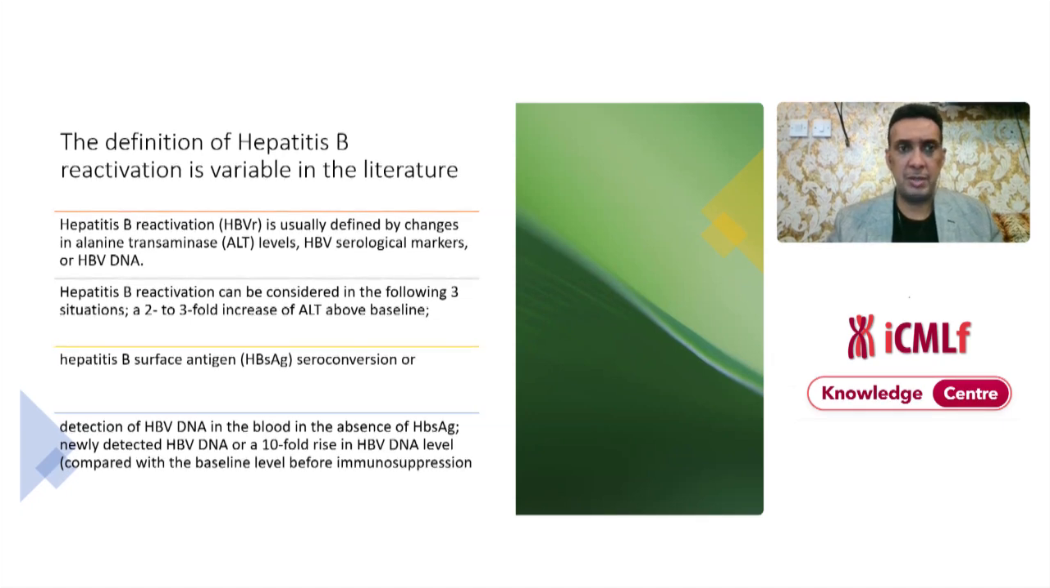Another definition is that hepatitis B reactivation can be considered in the following situations: where you have a 2 to 3-fold increase of ALT above the baseline, and hepatitis B surface antigen seroconversion, or detection of hepatitis B virus DNA in the blood in the absence of hepatitis B surface antigen, newly detected hepatitis B virus DNA, or a 10-fold rise in the hepatitis B virus DNA level compared with the baseline level before immunosuppression.